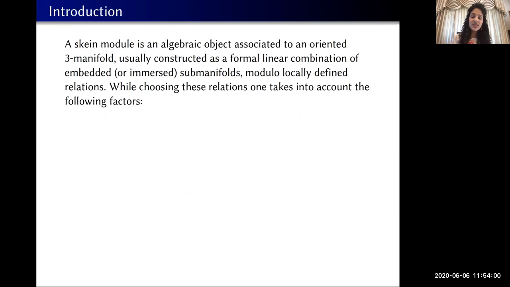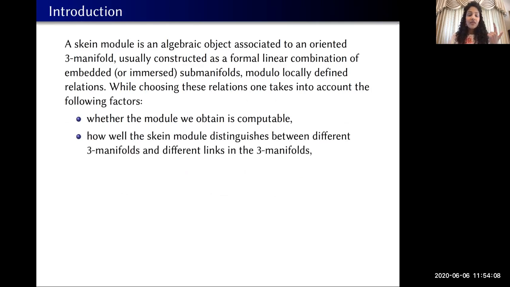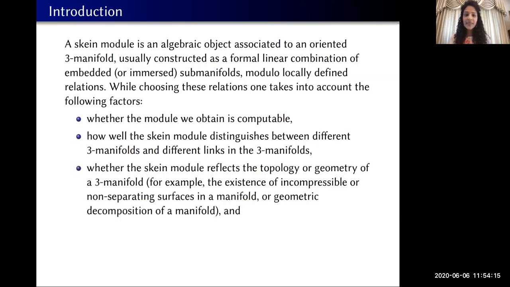And while choosing these relations, one takes into account the following factors. First, whether the module we obtain is computable. Second, how well the Skein module distinguishes between three manifolds and different links in the three manifolds. Whether the Skein module reflects the topology or geometry of a manifold. For example, does the Skein module detect the existence of incompressible or non-separating surfaces in the manifold? Does it say anything about the geometric decomposition of a manifold?